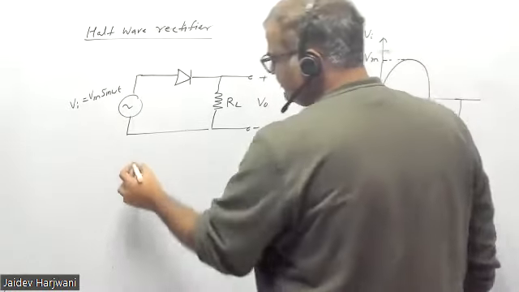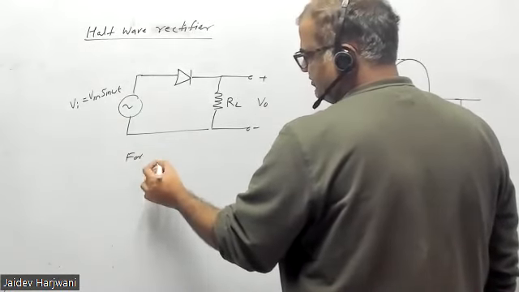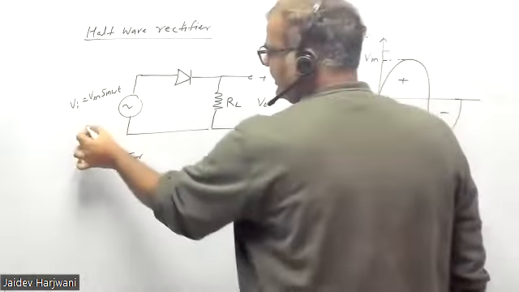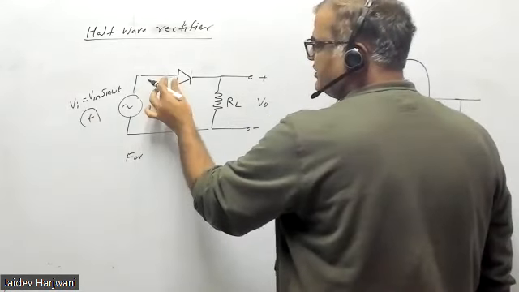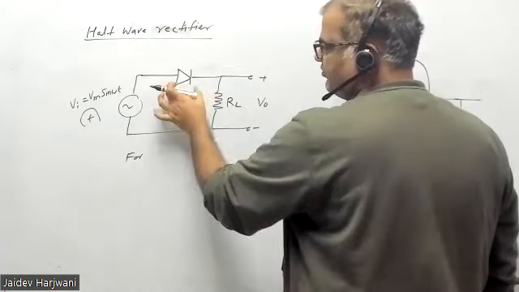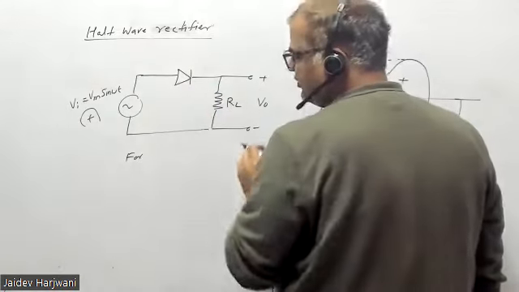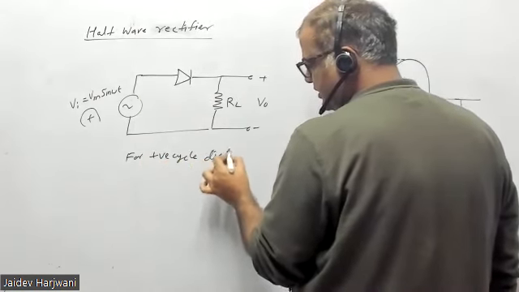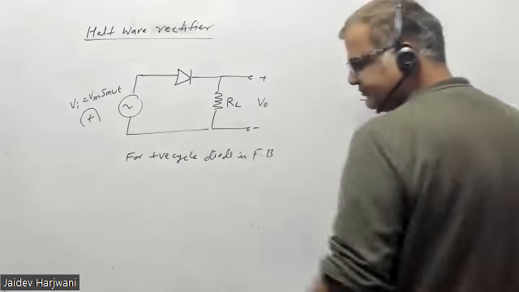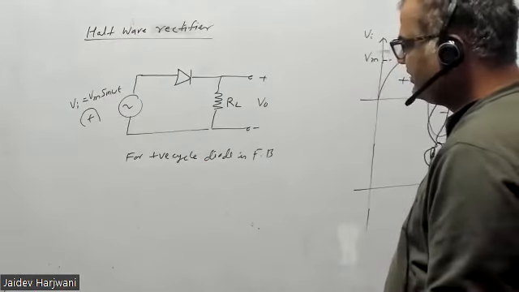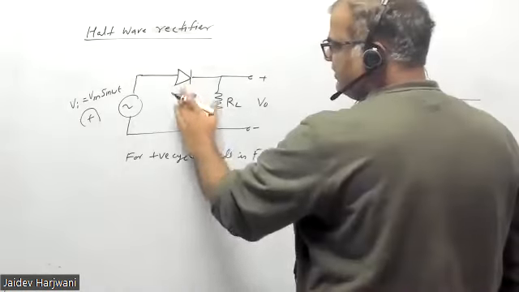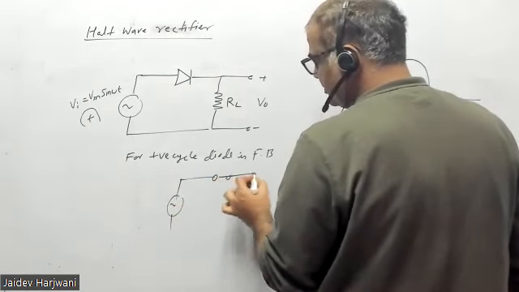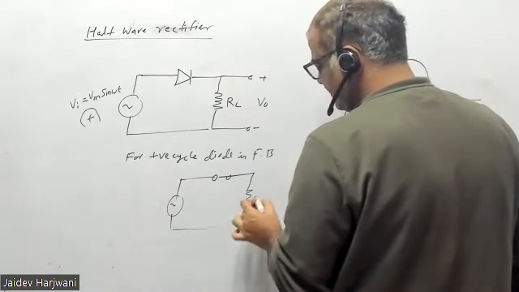Now for the positive cycle. This is a positive cycle, this is a negative cycle. When you apply a positive cycle, this voltage is positive, and this is the ground. Here positive voltage is applied, and because it is an ideal diode, for the positive cycle the diode is forward biased. If it is forward biased, then we can replace it by a short circuit, and this is your RL coming here.